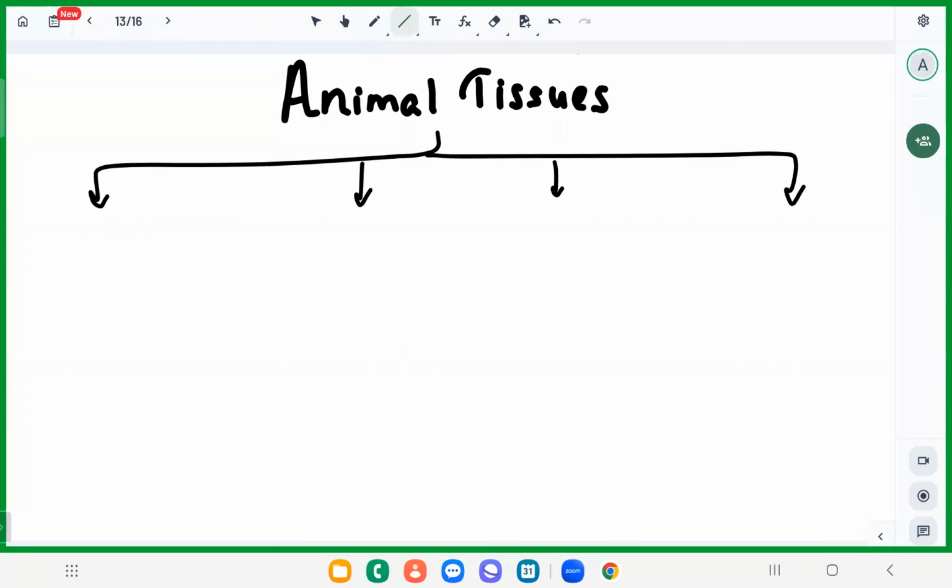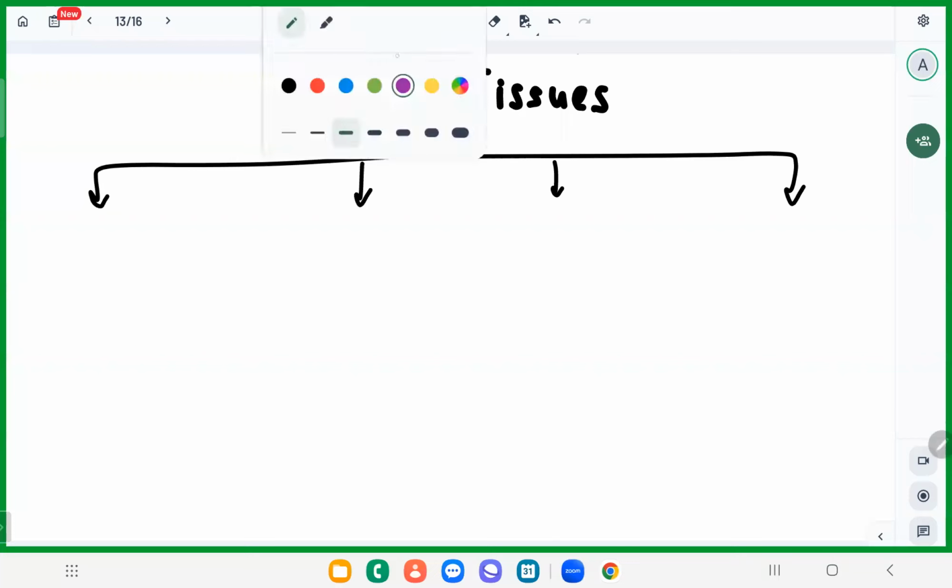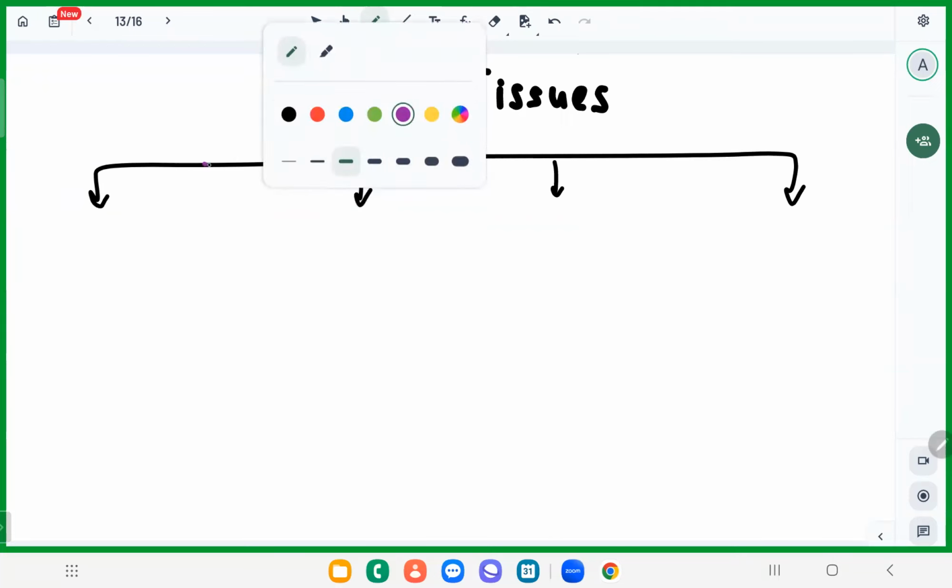Hi everyone, in this video we're going to be covering two of the animal tissues. Now that we are done with the plant tissues, we come to the next section of this lesson. This is lesson 1 of grade 11. So under animal tissues, we actually have 4 animal tissues that we need to discuss.